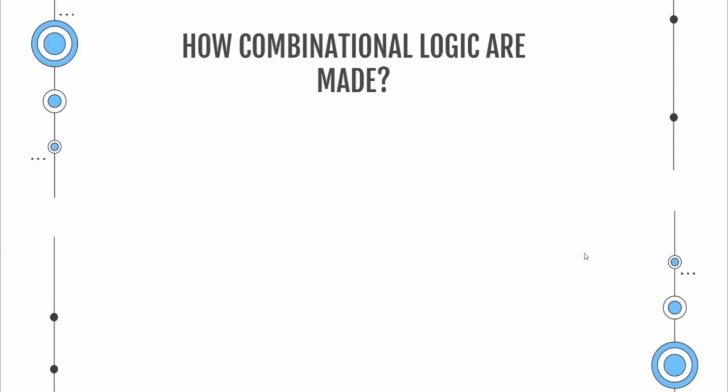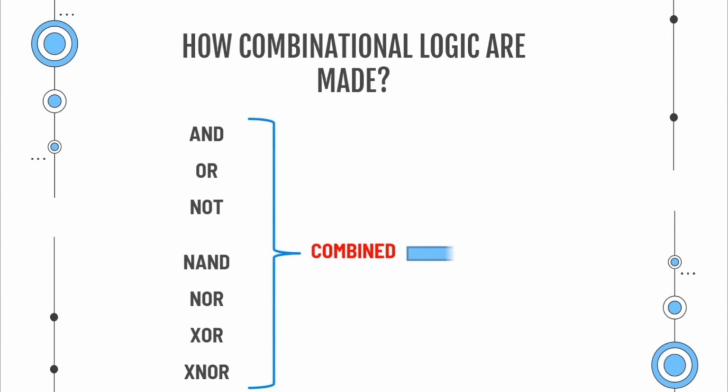Let's see how these combinational logics are made. We can use the basic three logic gates, which are AND, OR and NOT, to make combinational logic. And also we can use the gates derived from these basic three gates: NAND, NOR, XOR and XNOR. These gates are combined or connected and they make complicated switching circuits. This is how combinational logics are made.